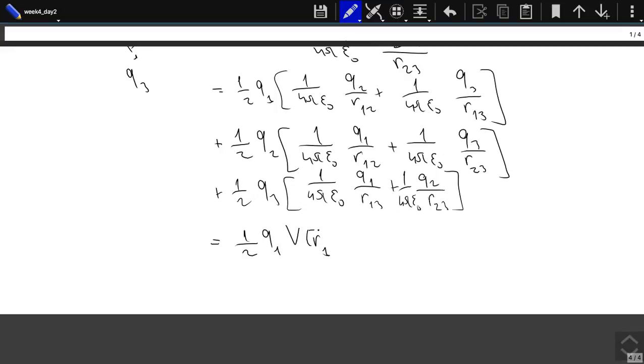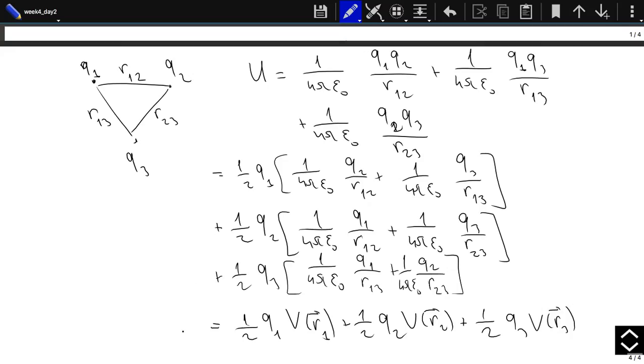So this is 1 over 2 Q1 V at the point R1, plus 1 over 2 Q2 V at the point R2, plus 1 over 2 Q3 V at the position R3. In fact, this is the potential energy for any charge distribution. You can just write it like this.